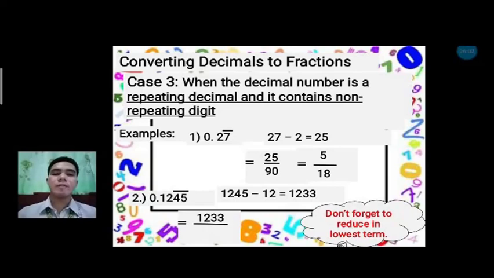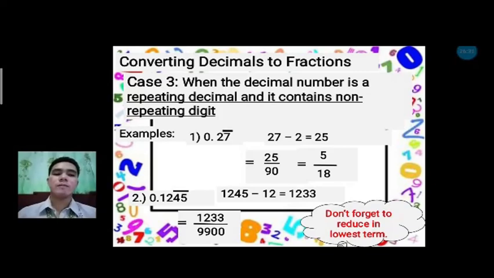Now what will be our denominator? We have two repeating digits, that is 45, and two non-repeating digits. Therefore, the number of 9s is 2 and the number of 0s is also 2. Our denominator will be 9900.